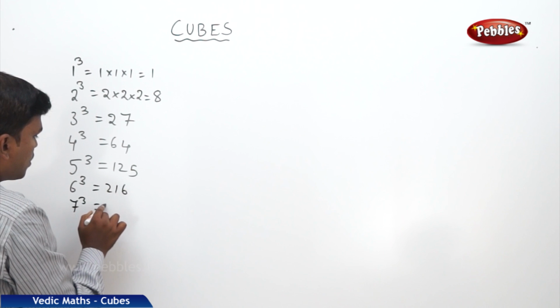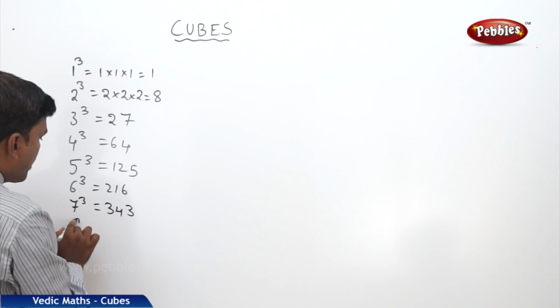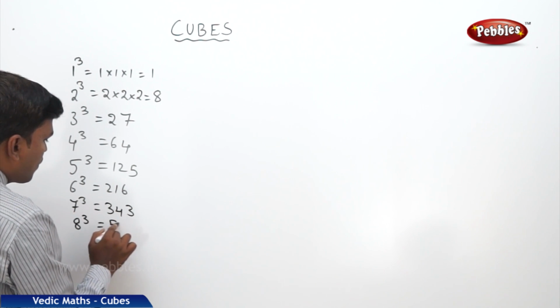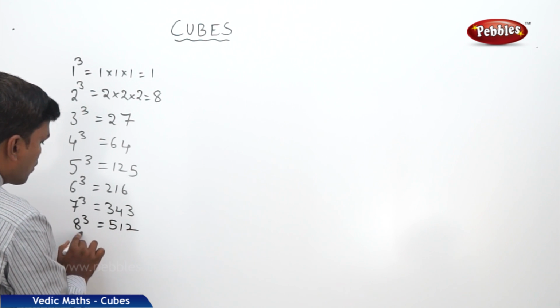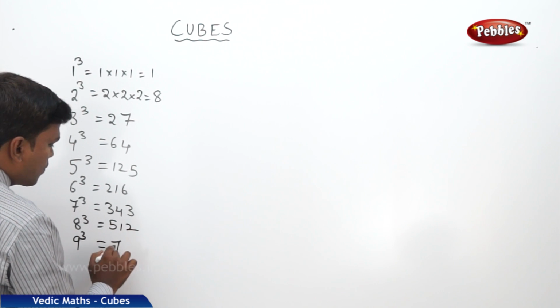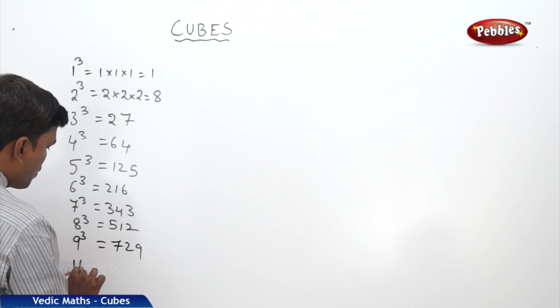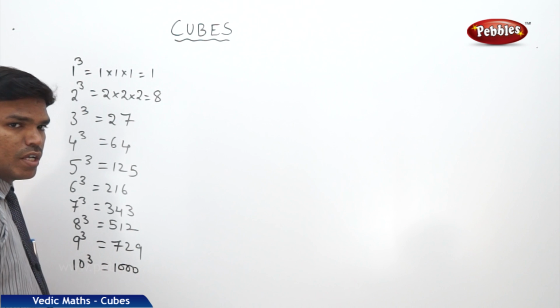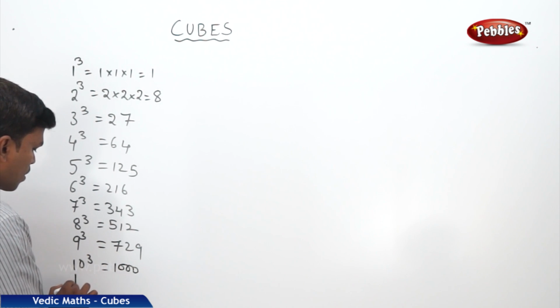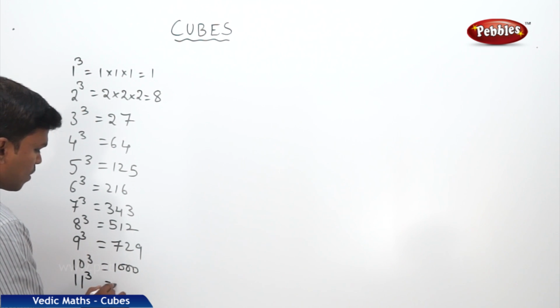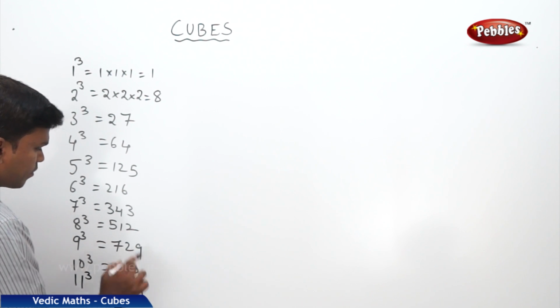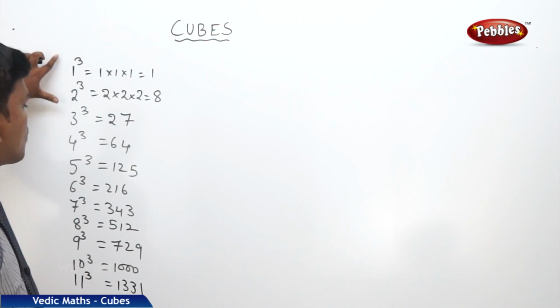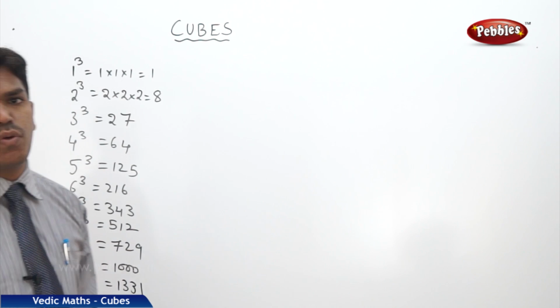7 cube, 343. 8 cube, 512. 9 cube, 729. Finally 10 cube, 1000. It is better to know one more cube, that is 11 cube, 1331. So these are the values of 1 to 11 cube numbers.